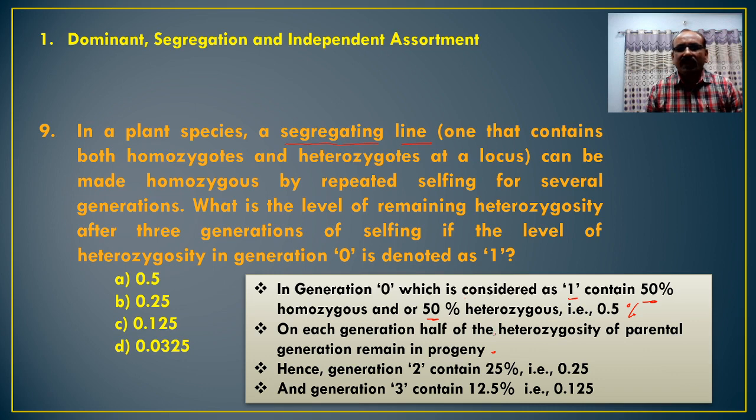So in the second generation, half of 0.5 becomes 0.25, and in the third generation again half of 0.25 becomes 0.125. Hence after 3 generations the level of heterozygosity will be 0.125, and hence its answer becomes 0.125.